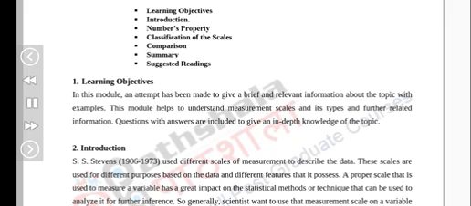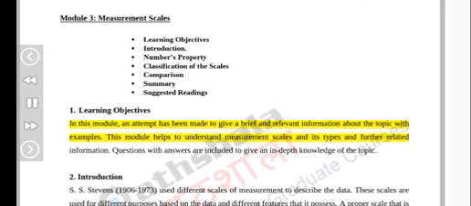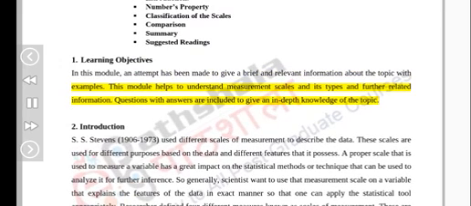Module 3. Measurement scales. Learning objectives. Introduction. Numbers property. Classification of the scales. Comparison. Summary. Suggested readings. Learning objectives: In this module, an attempt has been made to give brief and relevant information about the topic with examples. This module helps to understand measurement scales, their types and further related information. Questions with answers are included to give in-depth knowledge of the topic.